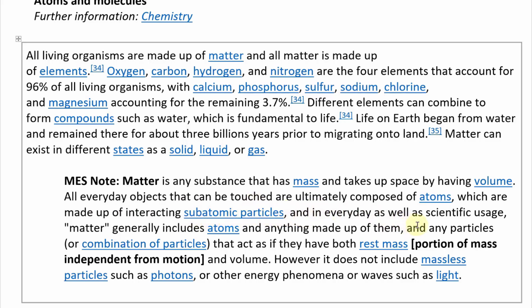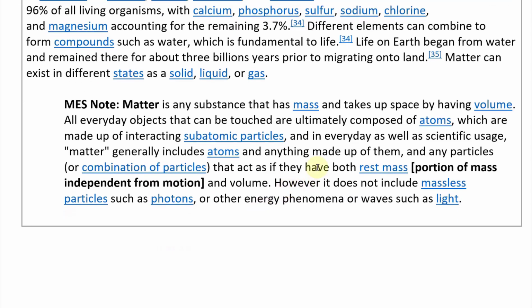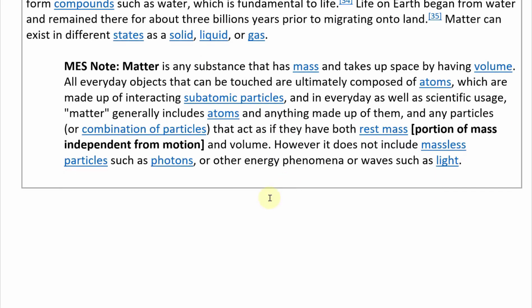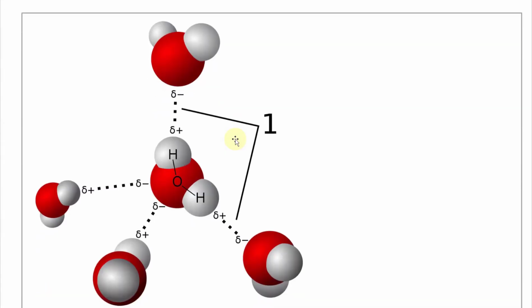In everyday as well as scientific usage, quote, matter generally includes atoms and anything made up of them, and any particles or combination of particles that act as if they have both rest mass, which is a portion of mass independent from motion, and volume. However, it does not include massless particles such as photons or other energy phenomena or waves such as light. We'll discuss those a bit later in this video.